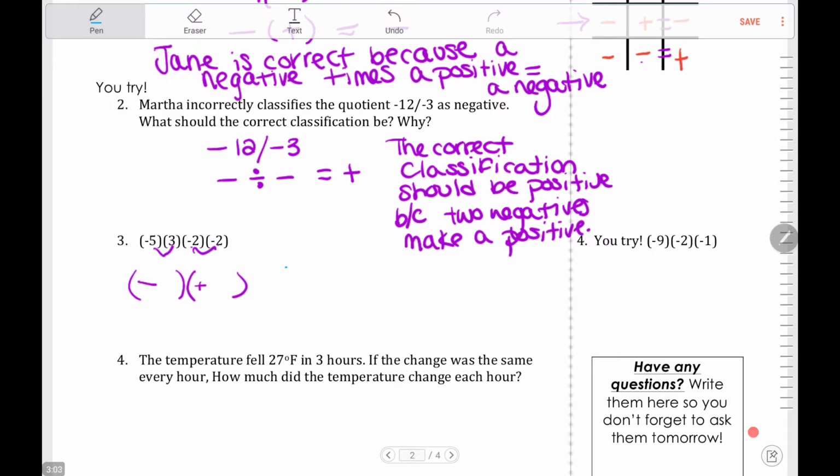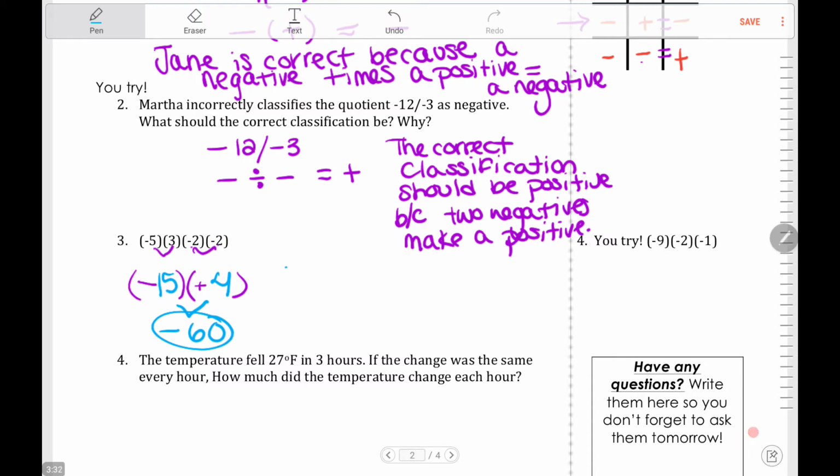So negative 5 times negative 3 is negative 15. And negative 2 times negative 2 is positive 4. Now once I have those two, I can do them together. So I have 15 times 4, but it's a negative 15, so I'm going to get negative 60 as my final answer. Go ahead and try number 4.